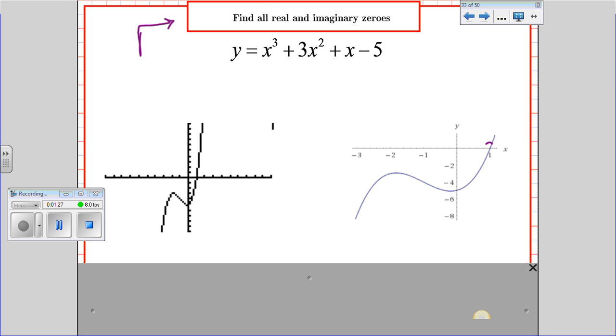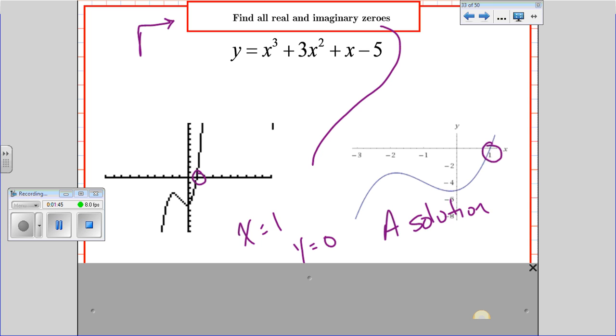So what I want to point out here is that on either one of these, we notice when x equals 1, y equals 0. This is a solution, or a zero, because it's something that makes y equal 0. Now, how could we use that little piece of information to find the other zeros? Well, let's take a look.